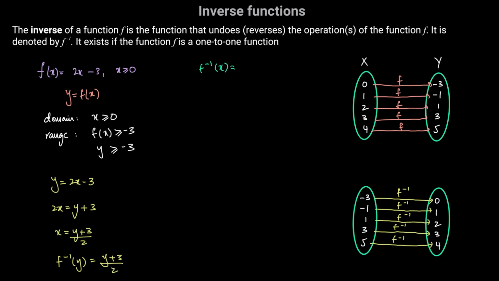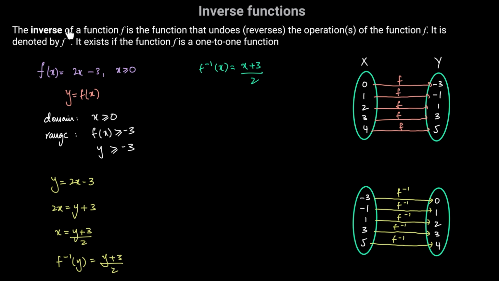And we can say that f inverse of x is equal to (x + 3) divided by 2. Here I've simply substituted the input x instead of the input y over here. So here we found the inverse function, f inverse of x, for this function. Now let's go back to the definition.